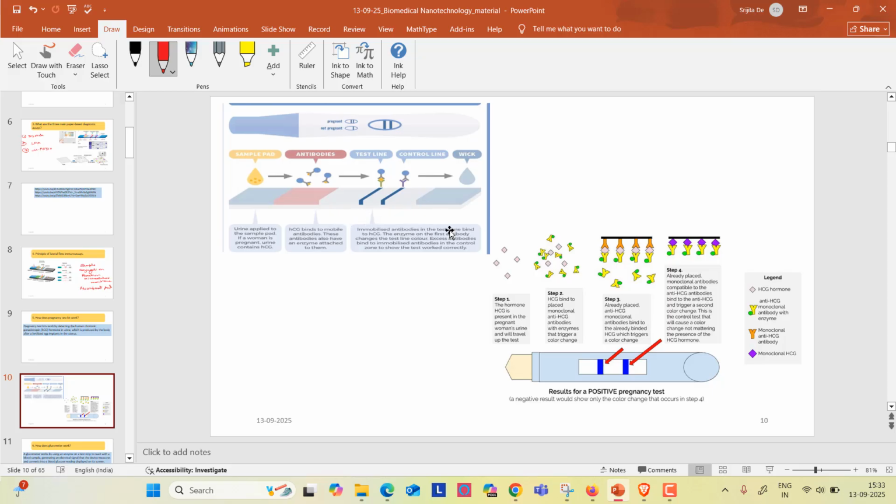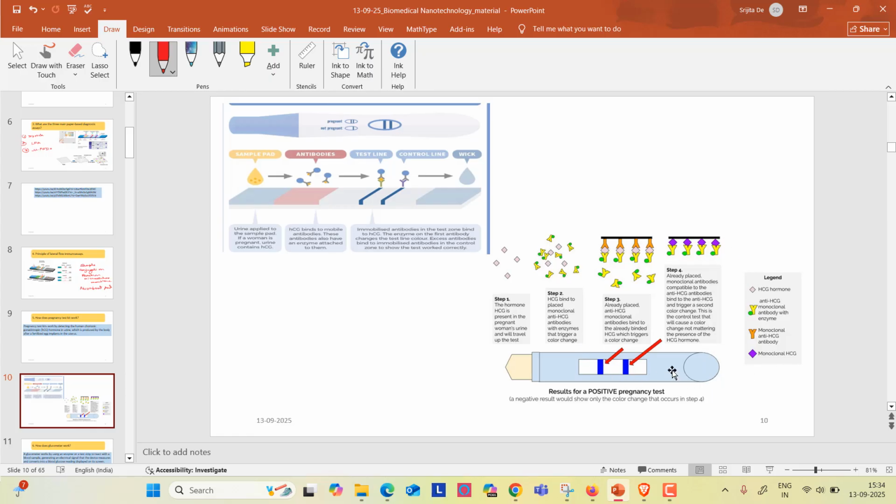Then it goes into the reaction pad. Here immobilized antibodies in the test zone bind to HCG and sandwich the HCG hormone. The enzyme on the first antibody changes the test line color. Excess antibodies bind to immobilized antibodies in the control zone to show the test works correctly. Okay, and finally is the waste zone.